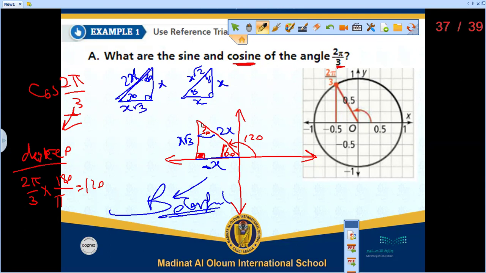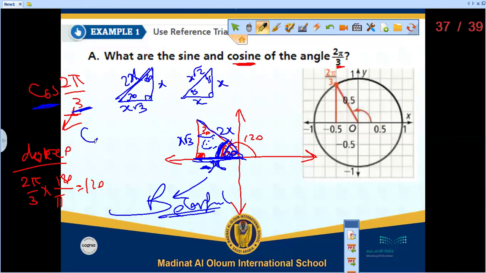Now, guys, it's easy. I would work in this triangle now, but be careful. This side is negative. Why? Because it's left. Now I need what, cosine? Adjacent over hypotenuse. Now this is my theta, which is 60. 60 is the same as this angle 120.